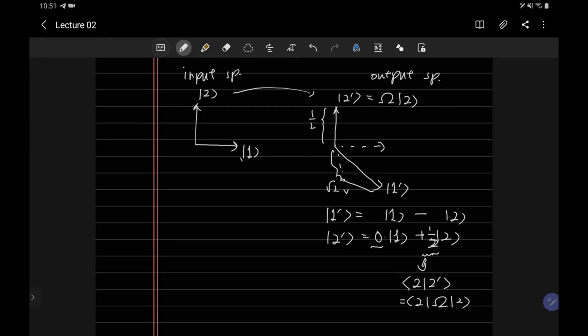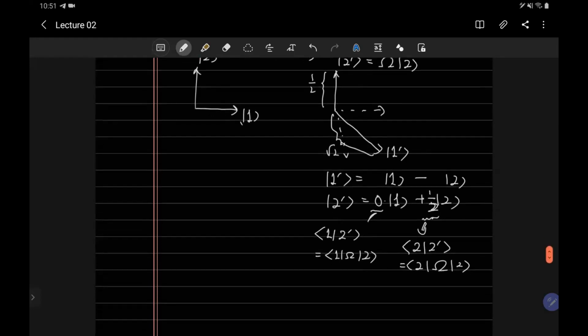Then what about this one? It has the same logic. It is the inner product between 1 and 2 prime, and again 2 prime is omega 2, so that is 1 omega 2. We are using a slightly different notation, such that this one will be written as omega. I'm running out of space here. This one can be written as omega 2, and we will also frequently write it as omega sub 1 2.